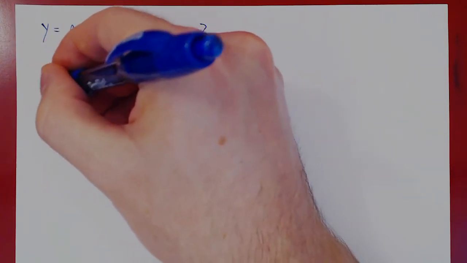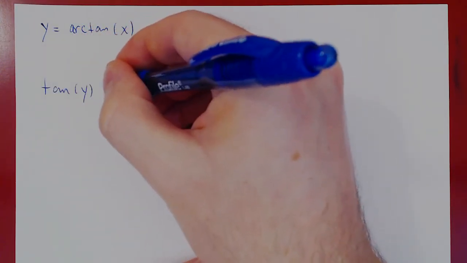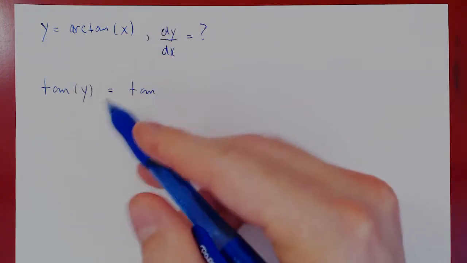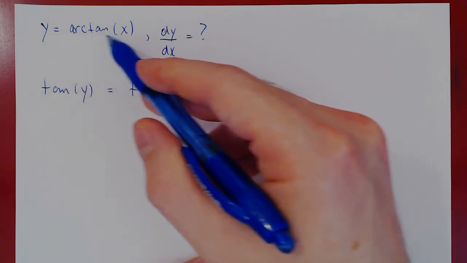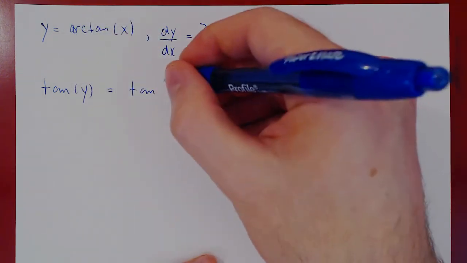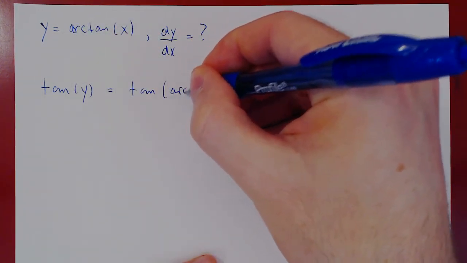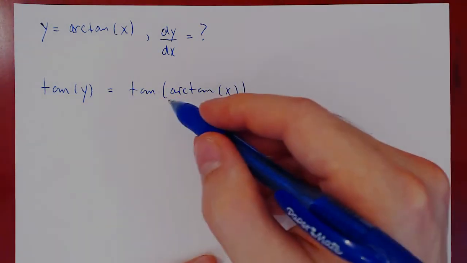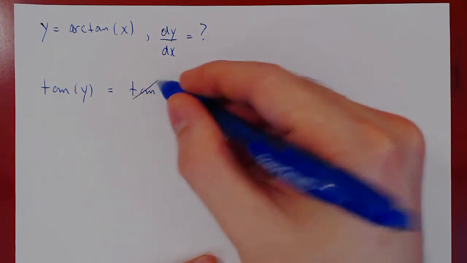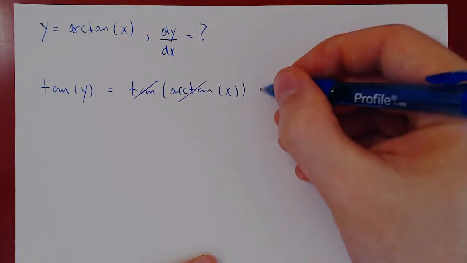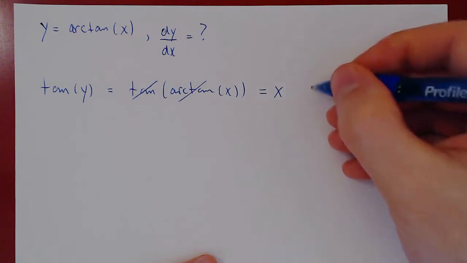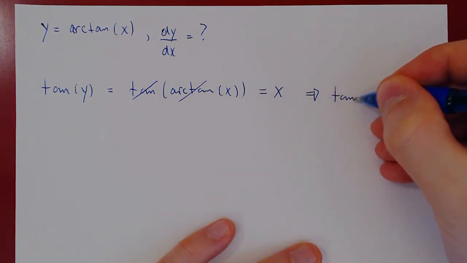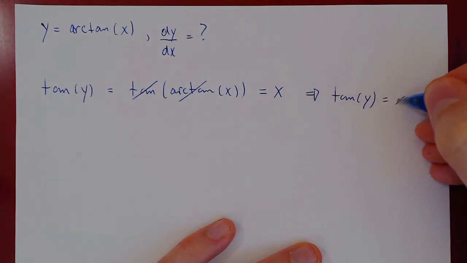So tangent of y will be equal to tangent, and now we replace y by arc tangent of x. They're equal. But again, tangent is the inverse of arc tangent, so if you compose the two, they cancel each other out, and we're left with quite simply x. So what we have is now that tangent of y is equal to x.